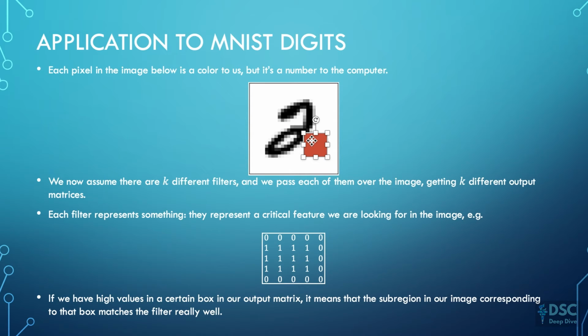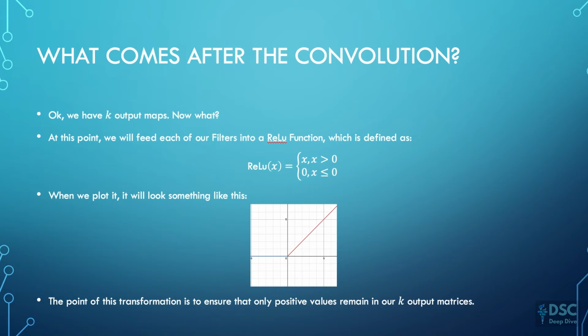Here's one other thing which is different from our example. If we have high values in a certain box in our output matrix, it means that the subregion in our image corresponding to that box matches the filter really well. We do this for all k filters, and we get our k feature maps.